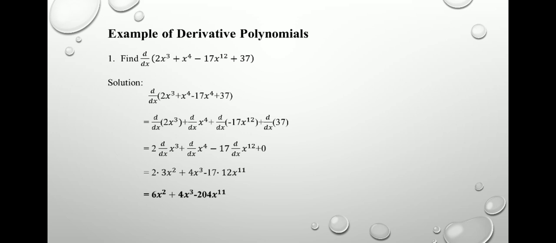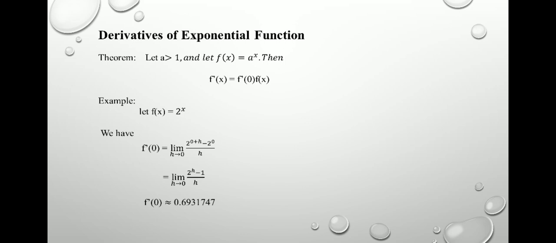As you can see, d/dx distributed is equal to 2 d/dx of x cubed plus d/dx of x to the fourth minus 17 d/dx of x to the 12 plus 0, which is equal to 2 times 3x squared plus 4x cubed minus 17 times 12x to the 11, which is equal to 6x squared plus 4x cubed minus 204x to the 11.